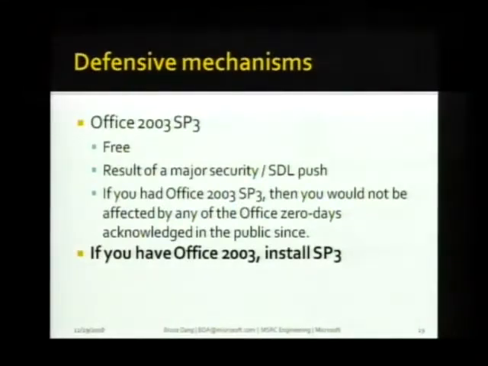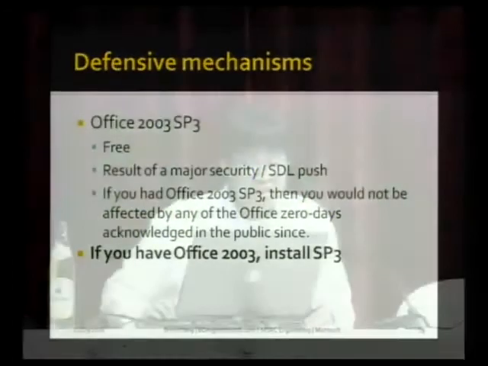The other option is if you have Office 2003, just install Service Pack 3, which we released in December or something like that. It's free, and basically SP3 is the result of a major security push. We fixed a lot of bugs there. And one fact is, if you have Office 2003 SP3, then you would not be vulnerable to any of the quote-unquote zero-day exploits that were acknowledged in public. In fact, I've never seen one that affects Office 2003 SP3. We have seen bugs that affect 2K3 SP3, but I haven't seen real exploits that work on it. So if you have Office 2003, just install SP3.